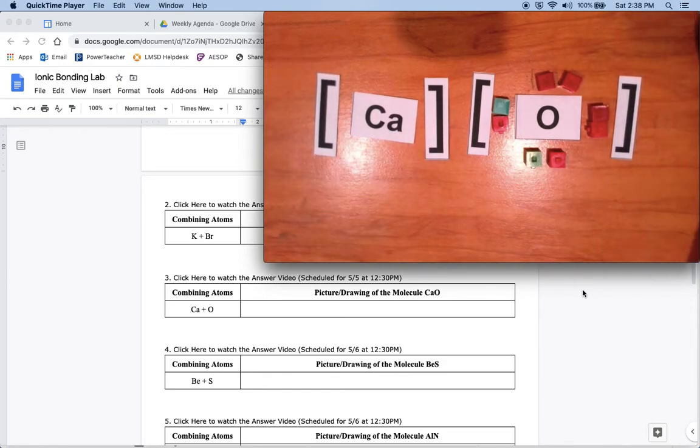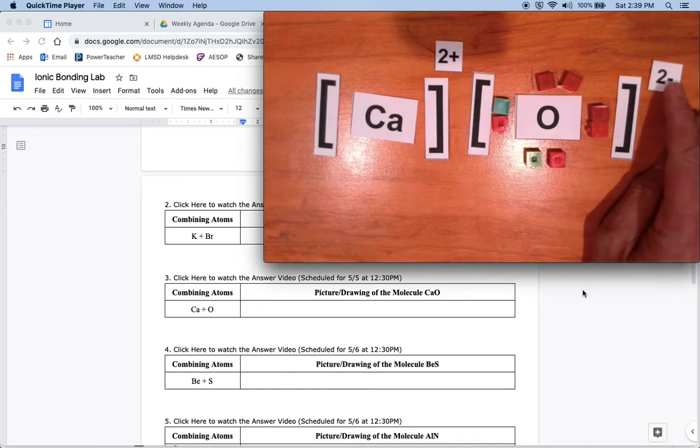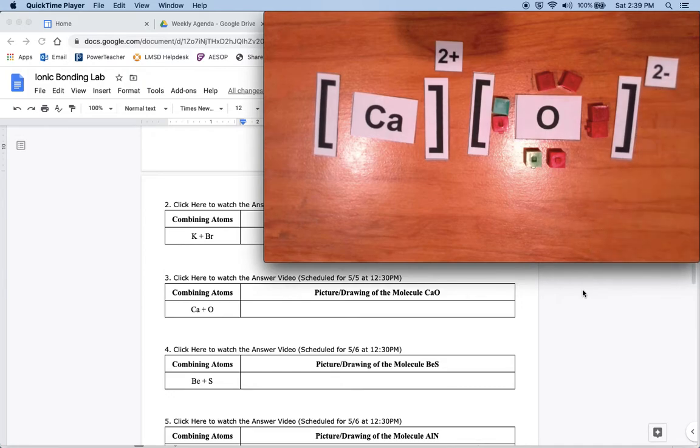Now we need to say, calcium lost 2 electrons, which means it now has 2 more protons than electrons. Oxygen gained 2 electrons, which means it has 2 more electrons than protons. So it's got a 2 minus right there to show that.